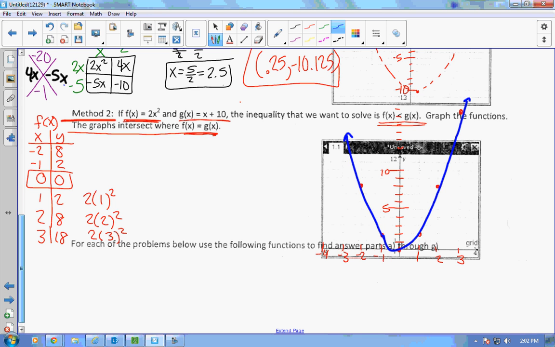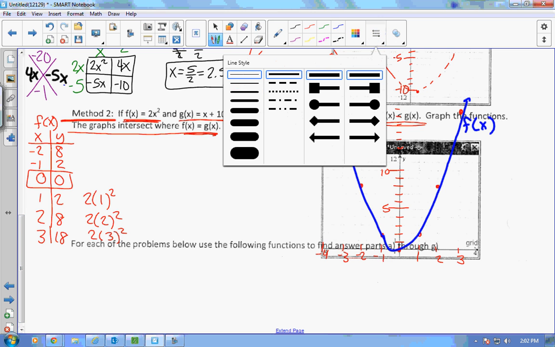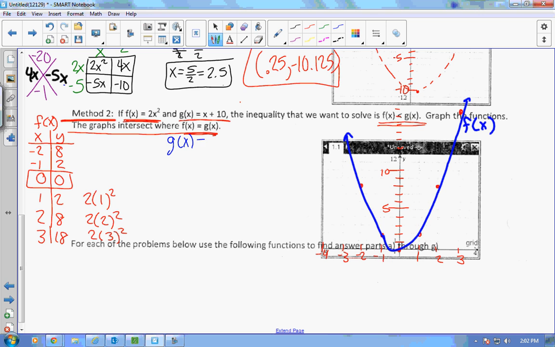What else do we need to put on this graph? The linear one, g of x. Since we have 2, it'd be good to label. I'm going to say that this one's f of x. G of x is linear. This is 9th grade stuff. Do you remember? I have a whole song and dance about this one too.